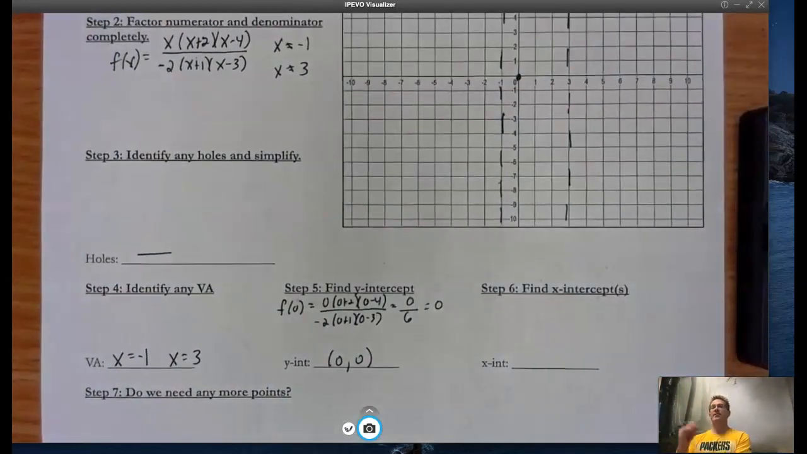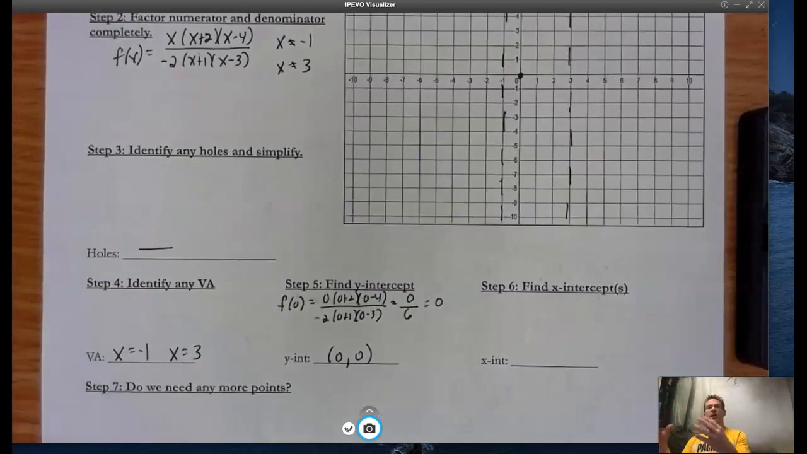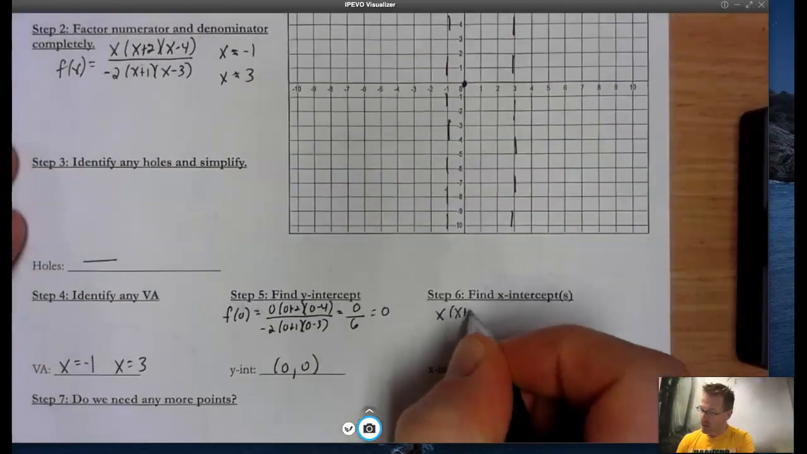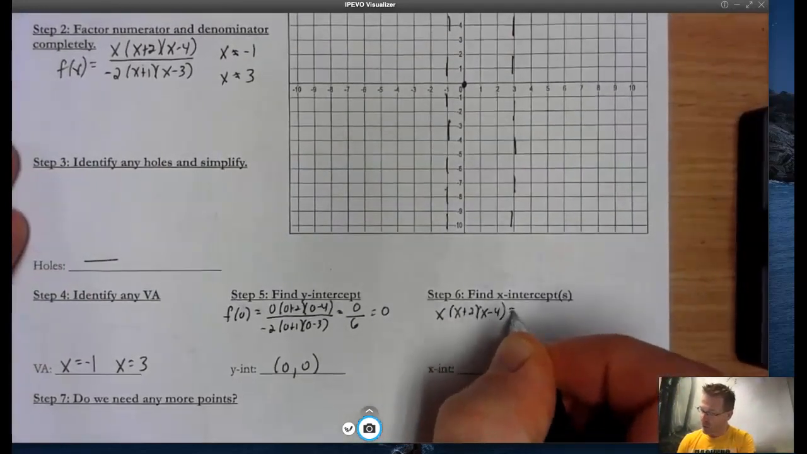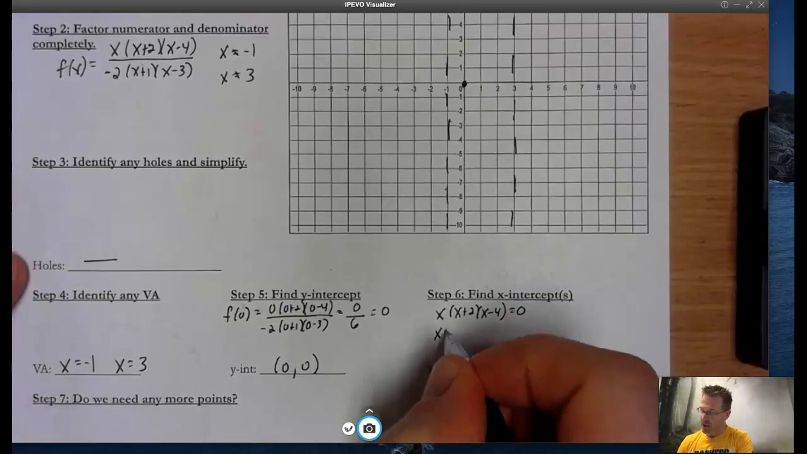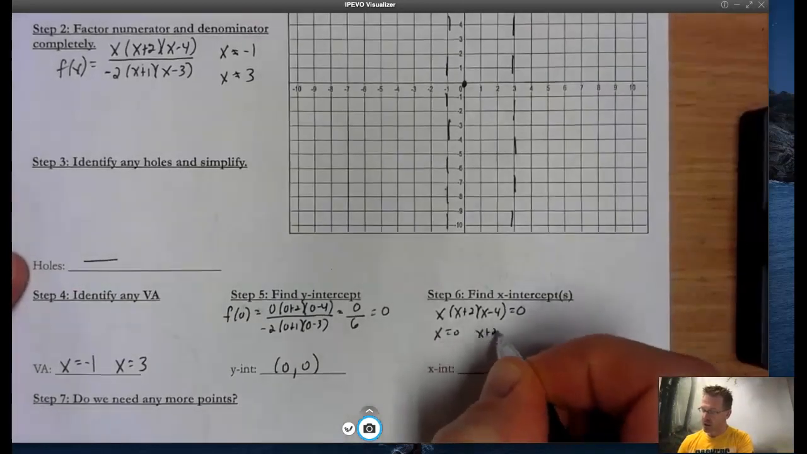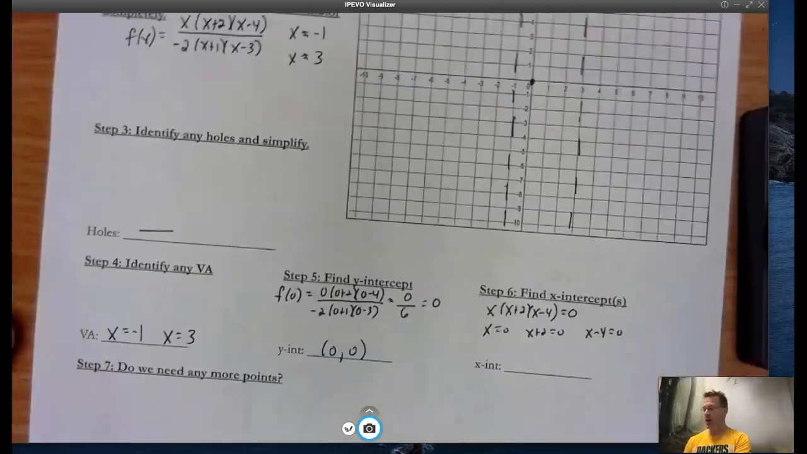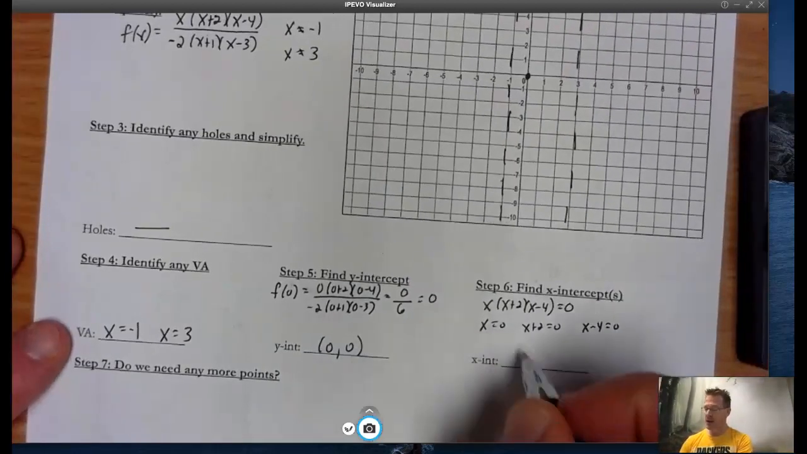All right, so now, find x-intercepts. When we find our x-intercepts, we take the numerator and we set it equal to 0. So we take x times x plus 2 times x minus 4 and set that equal to 0. Now, this is a little bit simpler because if we have 3 things that multiply to 0, we can use the zero property of multiplication. So that means x could be 0, x plus 2 could be 0, or x minus 4 could be 0. So x equals 0. That's the same one right there, right?